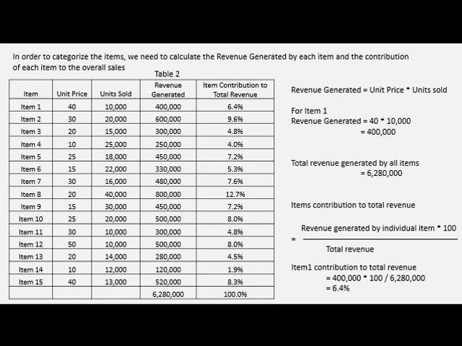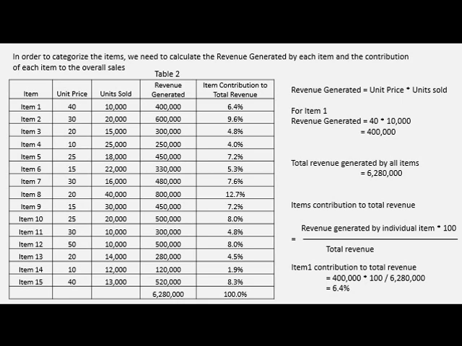The revenue generated for each item can be calculated by multiplying the unit price of that item by the units sold for that item. For item 1, the revenue generated is 40 multiplied by 10,000, that is 400,000. Similarly, for each item we can calculate the revenue generated. Adding all these individual revenues will give us the total revenue generated. In this case it is 6,280,000.